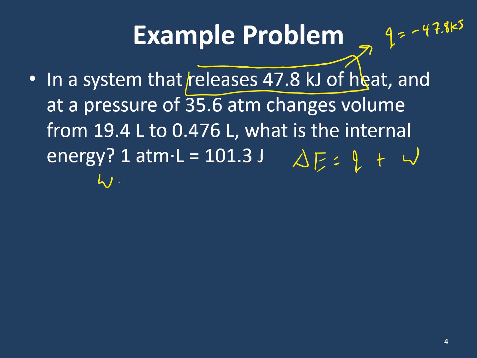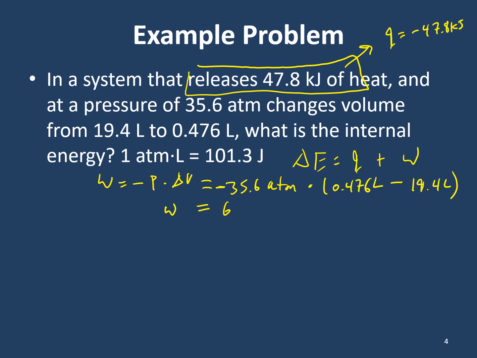We also know that work is equal to negative pressure times delta V. And we have the pressure given, it's 35.6 atm, and that's negative, times our delta V, final minus initial, 0.476 liters minus 19.4 liters. This gives me a W of 673.7, and this is in atmospheres times liters.